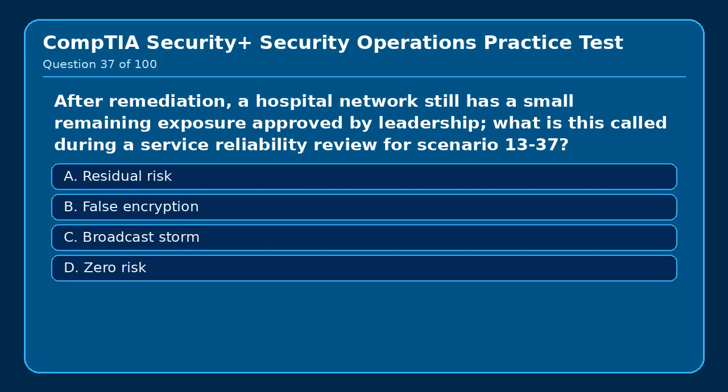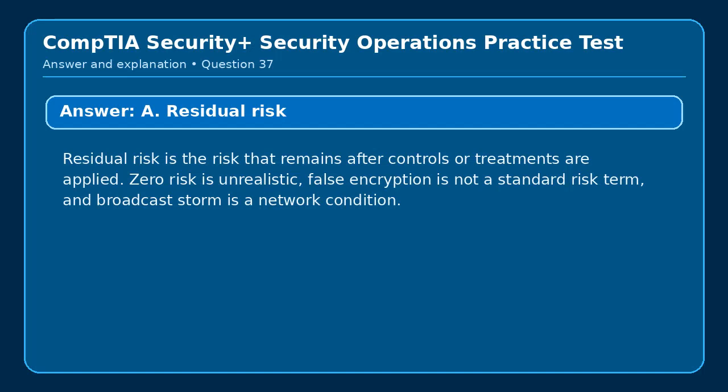Vendor due diligence evaluates whether the third party can protect data and meet obligations. No documentation shared. Question 39. Which agreement defines expected uptime and response targets for a financial services team's managed security provider for the next maintenance window for scenario 13 to 39?